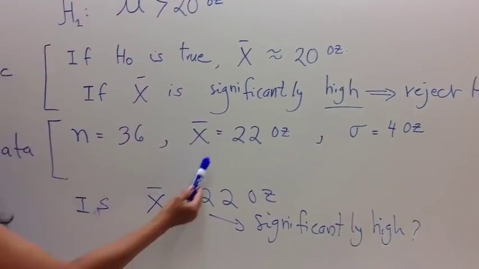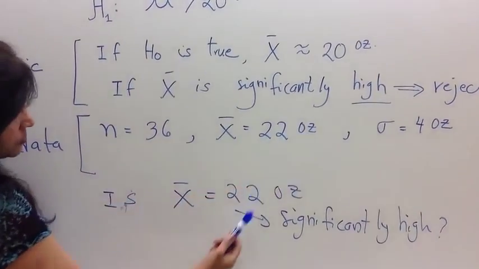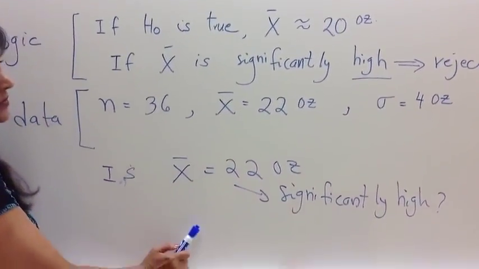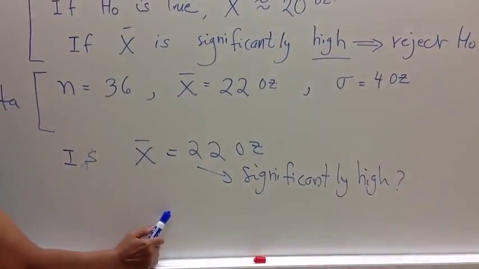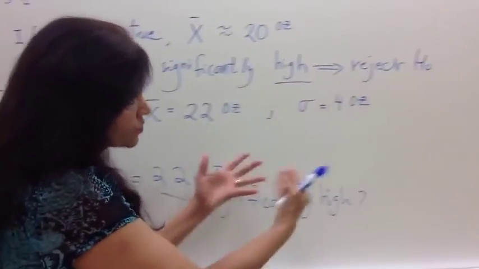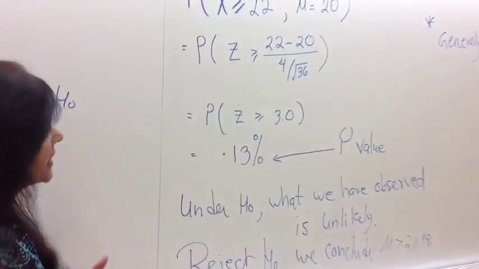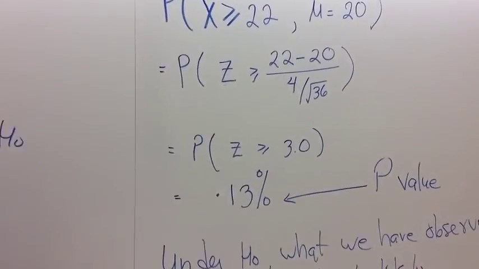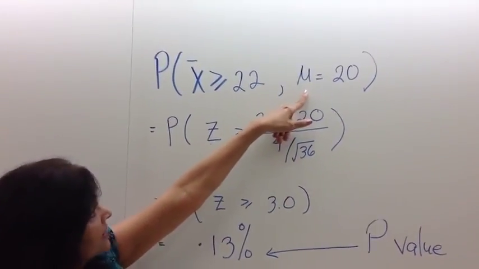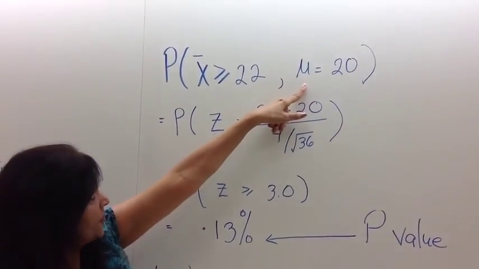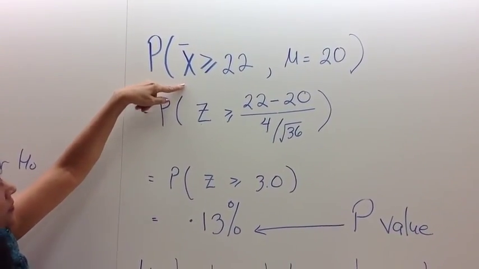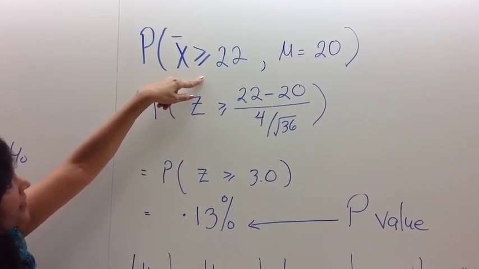So now the question is, our X bar is 22 ounces. Expected value was 20. Is this significantly high? Is X bar significantly high? Well, how do we decide if it is significantly high? In statistics, we calculate the probability or the likelihood of the occurrence of an outcome. So what I would like to calculate is that if the null hypothesis is true, if the population mean is actually 20, what is the likelihood that X bar could be as high or higher than 22?